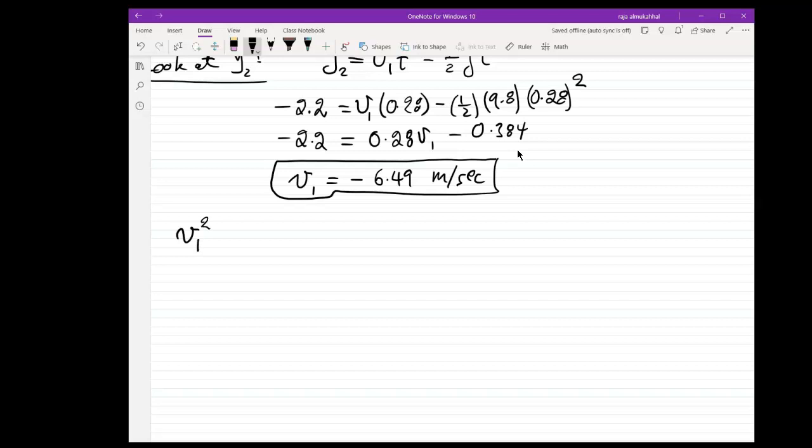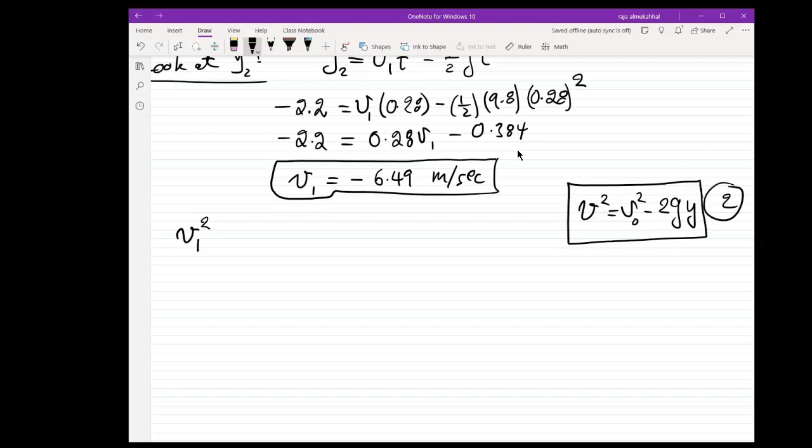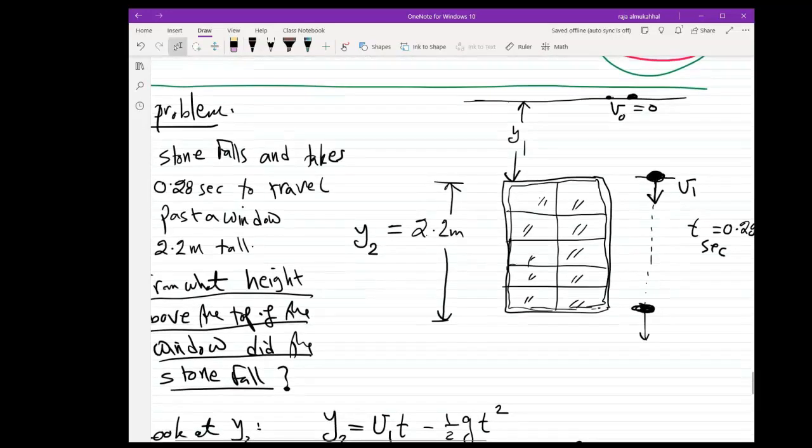v1 squared. Let me put it down here. v squared equals v naught squared minus 2gy. This is the general kinematic equation, the middle one, number 2. Okay, if you go back, that's number 2. This is the initial, and that's the final. The initial for us is 0, v naught, right? The stone started from 0, and the v here is v1. So v1 squared equals v naught squared minus 2g y1. Okay, y1 is basically the height from which the stone was thrown, right here. I hope this makes sense to you.